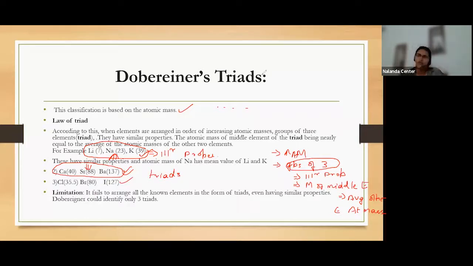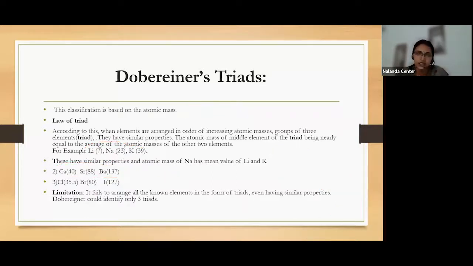So this was one of the solid attempts of classification. Now what happened? There were limitations. What were the limitations? You have to study this. At least one example you have to study so that you can code this example if some kind of question is asked based on this.